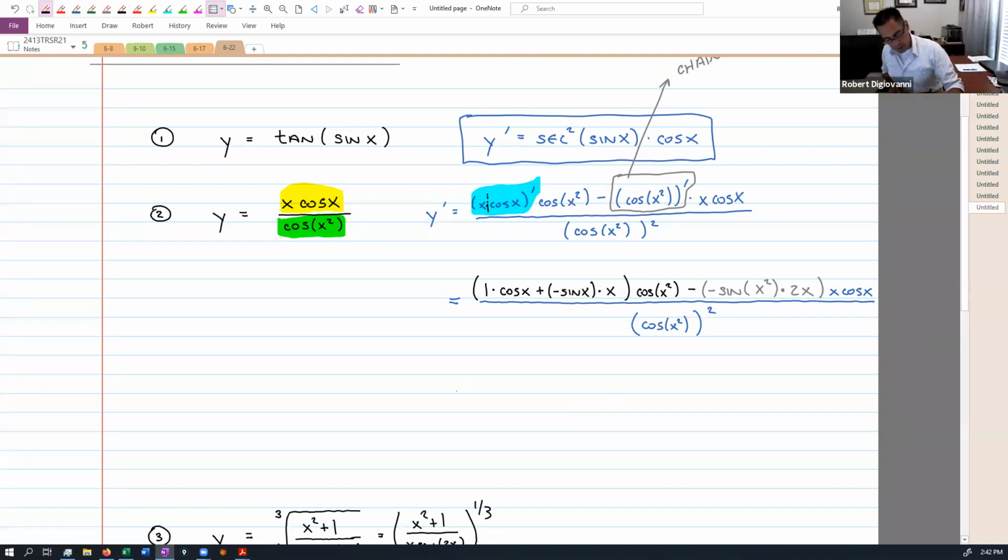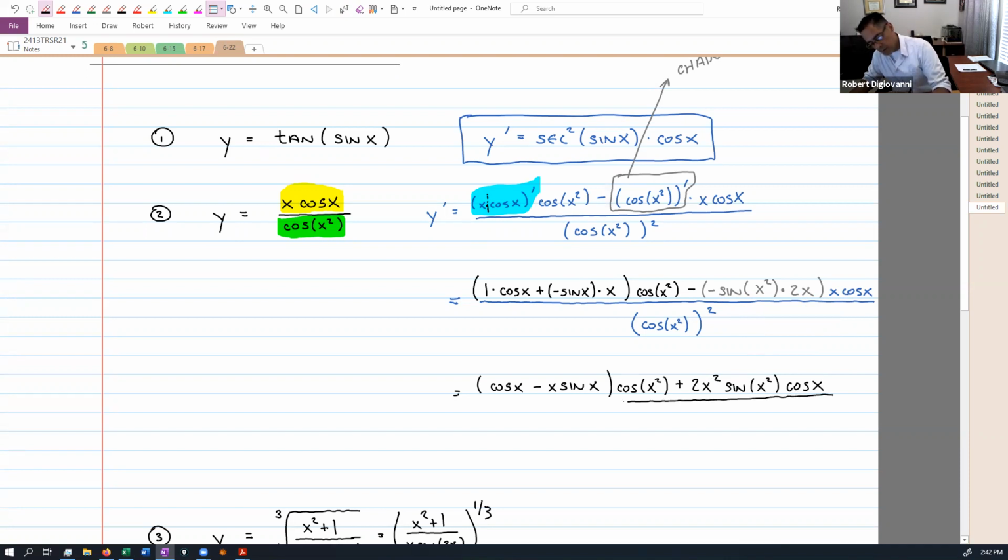Now I'm going to clean this up a little bit, just because it looks weird like this. Cosine x minus x sine x. So all I did there was get rid of the 1, and then I made this plus minus a minus, and I moved the x in front of the sine x. Here, cosine squared, or cosine of x squared. I have minus minus, which is plus. And then I have a 2x and then times another x, so that's 2x squared. I have a cosine x and I have the sine of x squared. So I'm going to put the sine of x squared first and then cosine of x. That order doesn't matter, but I just chose to put the more complicated one first.